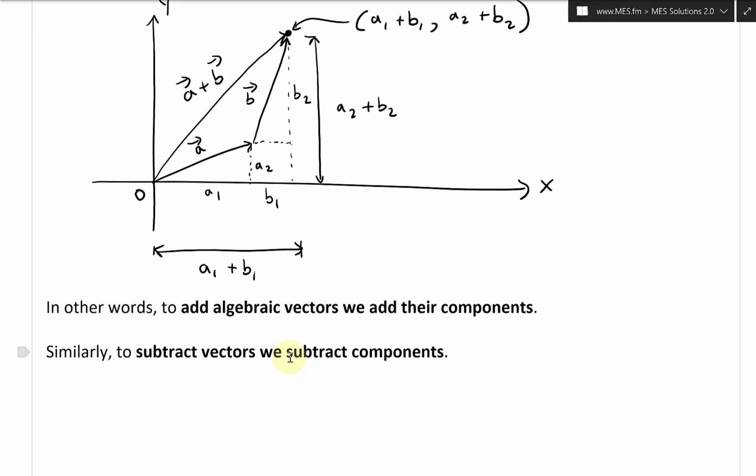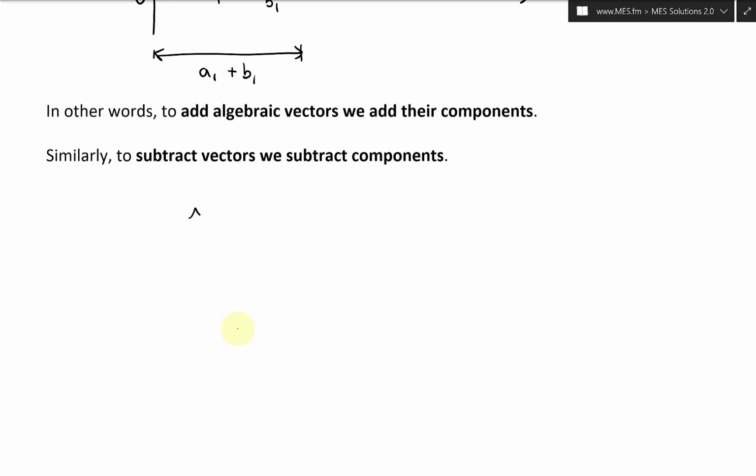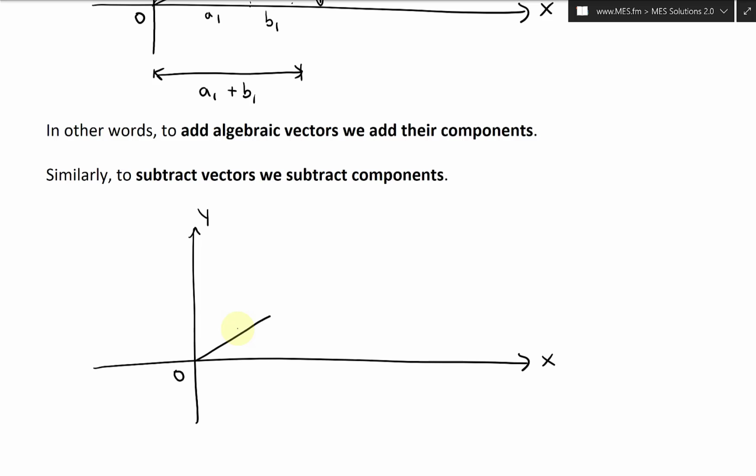Similarly, to subtract vectors, we subtract components. The calculus book didn't draw this out for the subtraction, but I'll do that here. All right, so let's go with our exact same setup as above. This is our x, this is our y, there's our origin. We'll go with A first. Actually, let's make it bigger, because we're going to be subtracting, so it's going to be more convoluted. So this is going to be A, like that, and the components are this A2, and there's A1, like that.